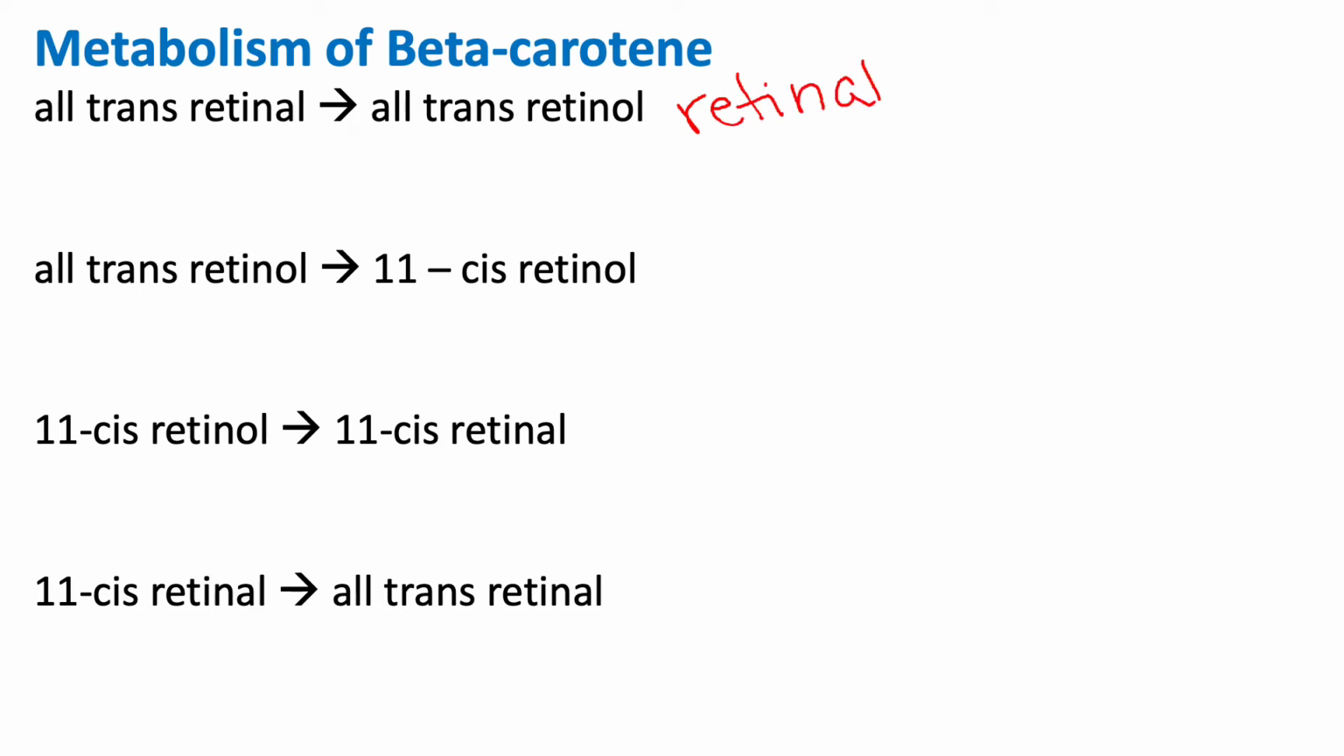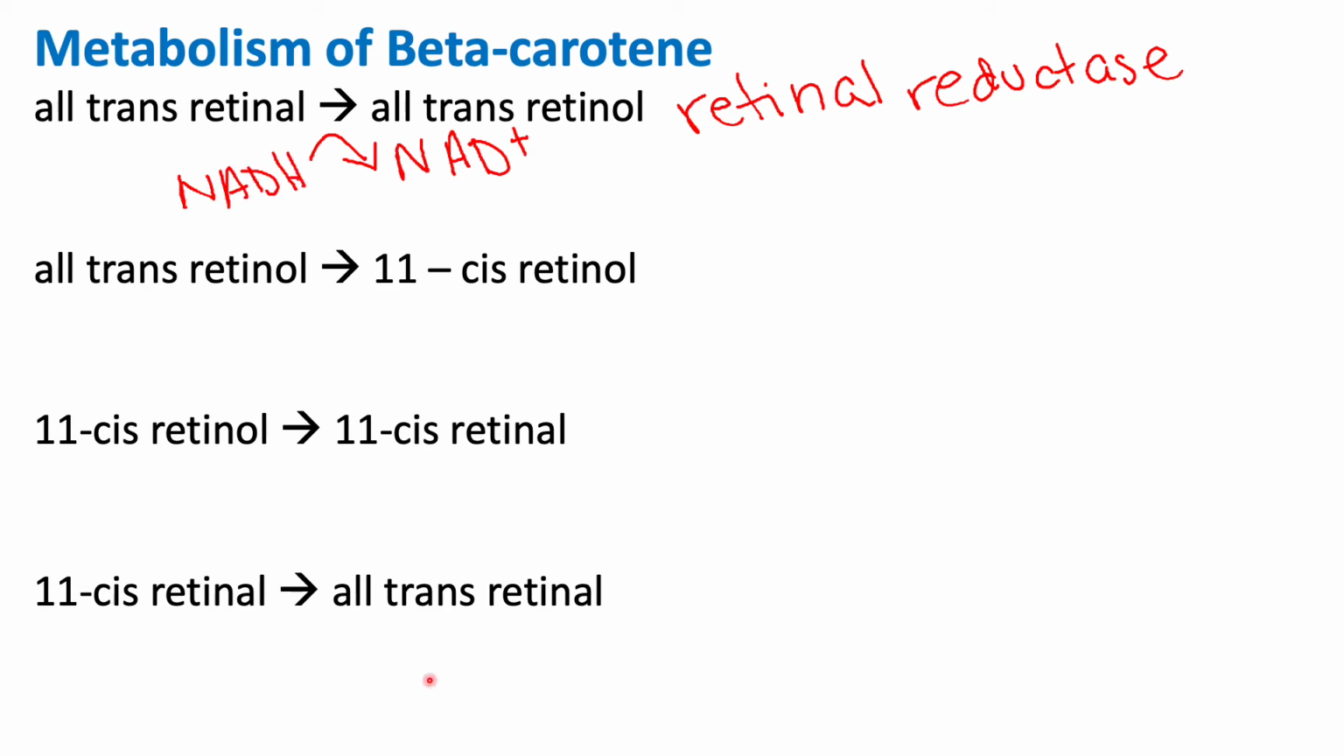So retinal reductase, and as it's in the name, reductase, it's utilizing NADH to gain electrons. So we're going to see NAD+ as one of our products because we're utilizing NADH. So now we've converted that product that we didn't want, retinal, into retinol through the enzyme retinal reductase. Now we have two all trans retinol molecules, and we're going to convert them into 11-cis retinol.